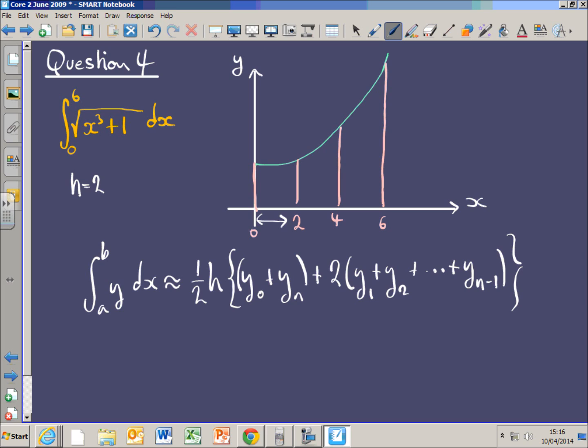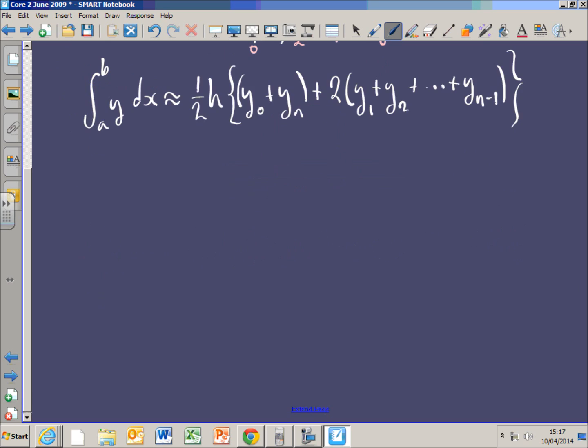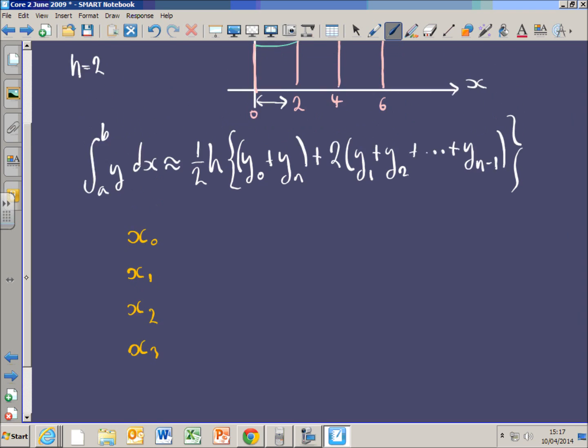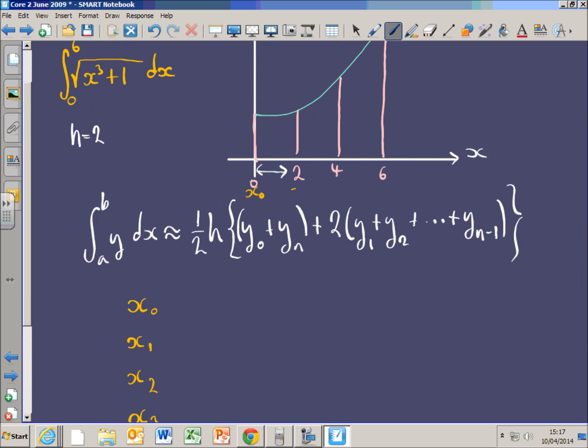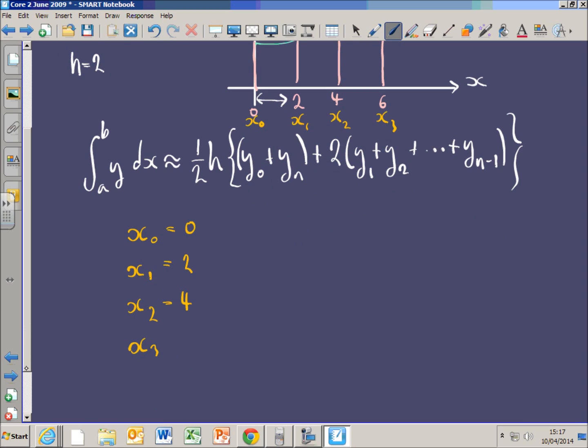So what I'm going to do is make a table, which is probably the best thing to do. I'm going to do this 2 ways, in fact. I'm going to write down x values, x0, x1, x2, and x3, and these x values are these x values on the graph. So what's x0? 0. And what's x1? 2. And what's x2? 4. And what's x3? 6. And each one of these will give us a y value. So I'm going to write down y0, y1, y2, and y3. And that's what we're going to put in our formula.